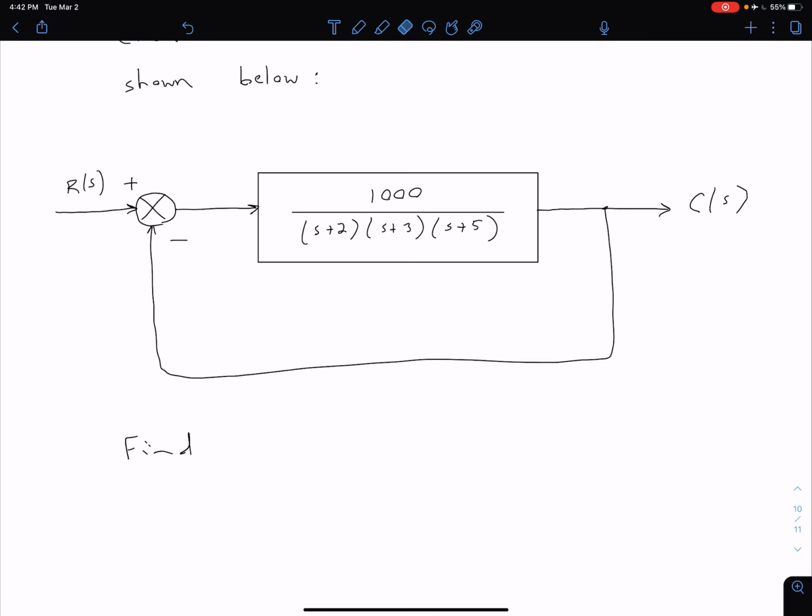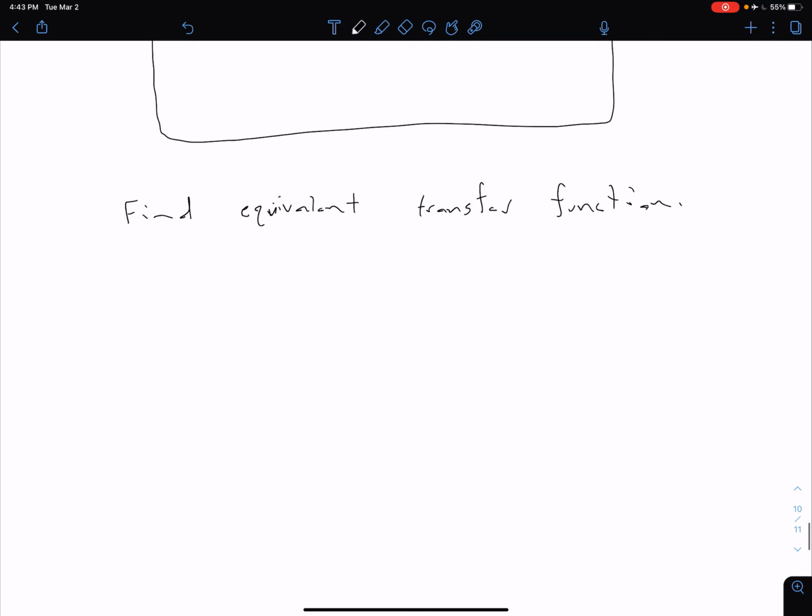So we need to find our equivalent transfer function. And in this case, just like we saw in a previous video, we just have a simple feedback form. So we have unity feedback and it's being subtracted here at this summing junction with our input. So what we can do then is we can say our GEQ is equal to G divided by 1 plus G, and then our H is just a 1.